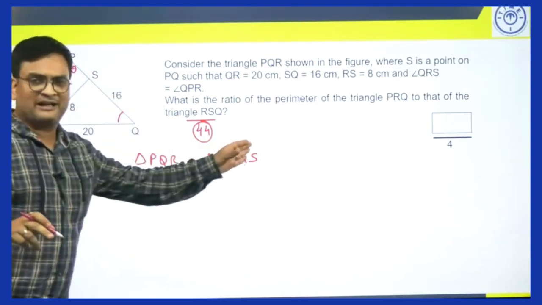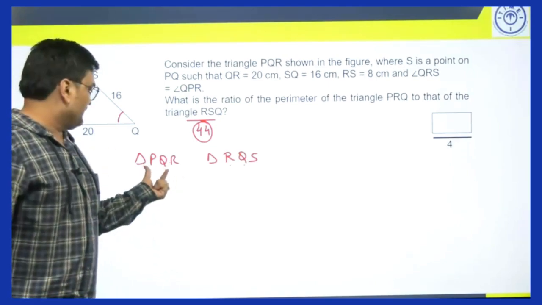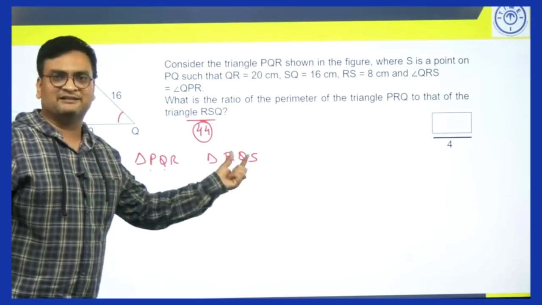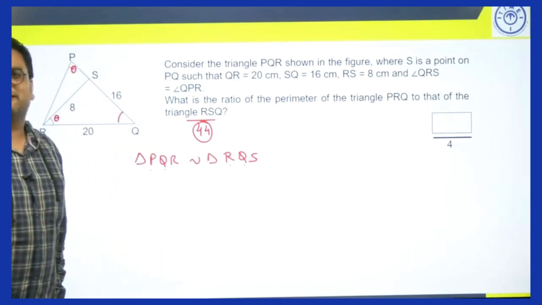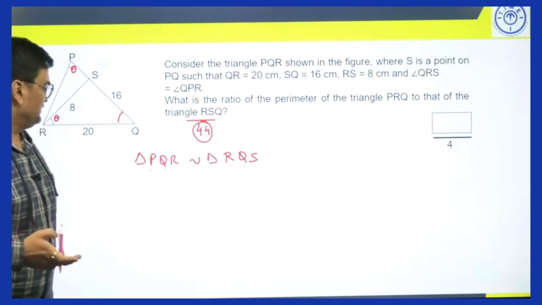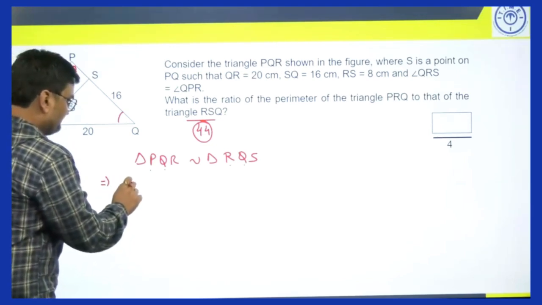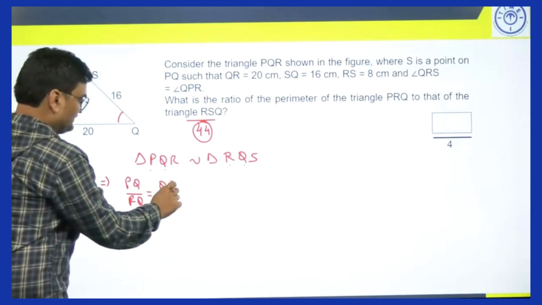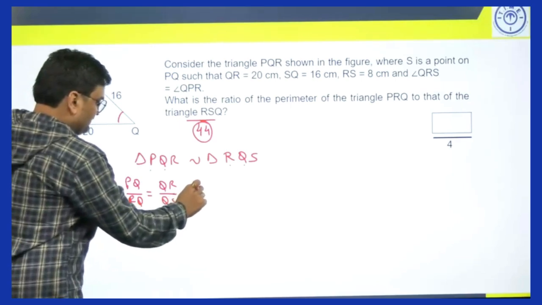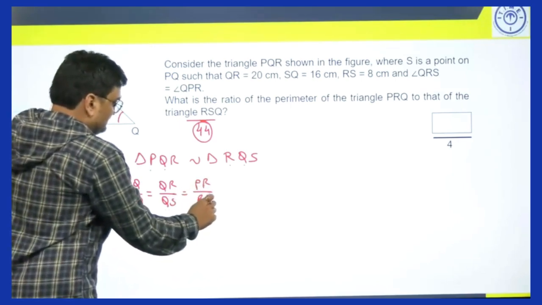So in these two triangles, we have just shown that two angles here are equal to the corresponding two angles here. Hence, can I say the two triangles are similar? Now, if the two triangles are similar, the ratio of the corresponding sides should be the same. Means PQ by RQ will be the same as QR by QS will be the same as PR by RS.